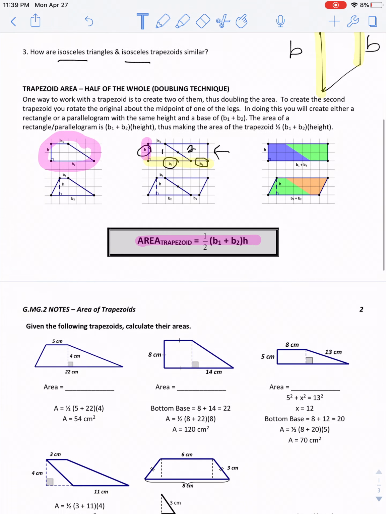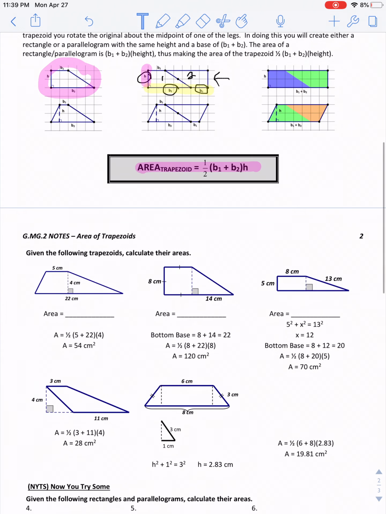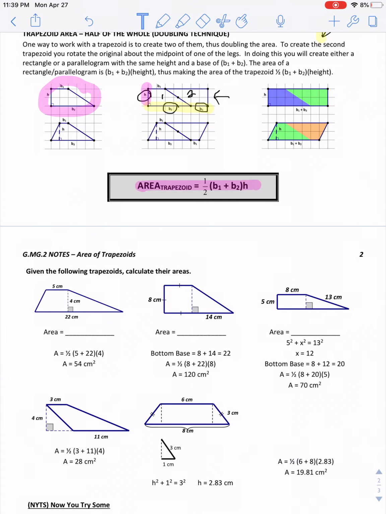Moving on down here. There are 5 different examples down there that are already worked out. I'm not going to show you all of them. I'm just going to work a couple and then show you the main other points of the other ones. This first one is just straight. They give you everything. They treat 5 as base 1, 22 as base 2, and 4 is the height.